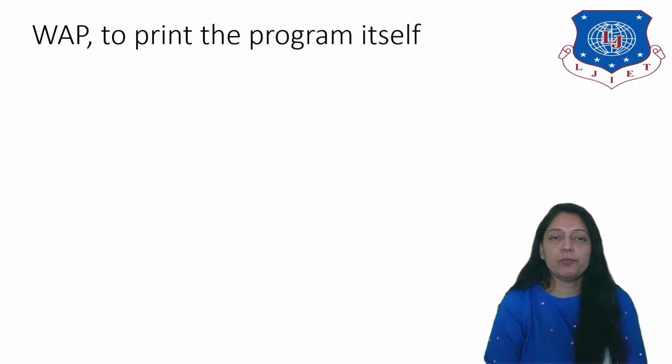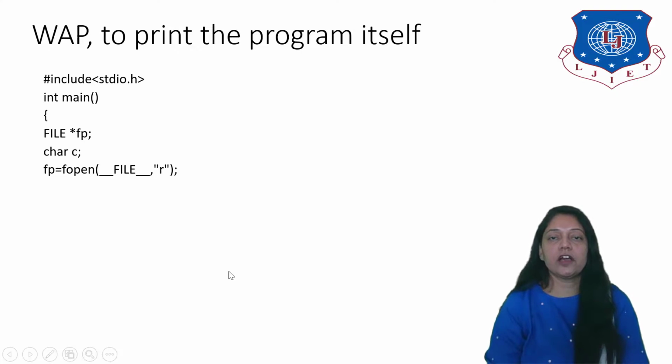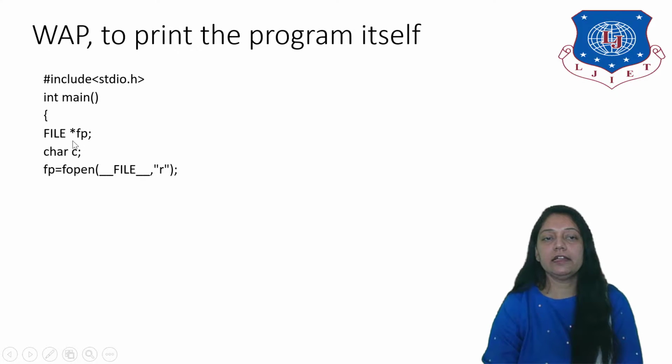Let's see one of the very important programs of files: if you want to print the program itself, meaning the program which you are writing, the same program should be displayed on the screen. Okay, so how we'll do it: declare a file pointer. The character that you will be reading will be stored in the variable c, which is of character data type. First, we want to read some data from the file.